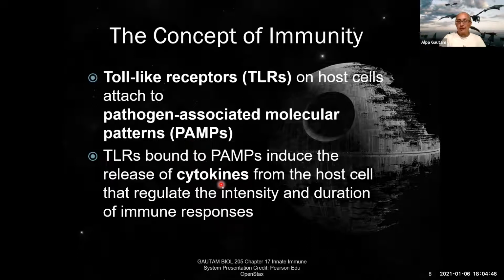When you have this binding, what happens is you have the release of chemicals called cytokines. Cytokines are chemicals that cause growth and differentiation, right? So when these cytokines are released from the host cell that has the toll-like receptor, you get a reaction that causes increased division of that cell. Now you have more cells that have that same toll-like receptor. So if you come across that same PAMP again, you'll have a faster reaction.